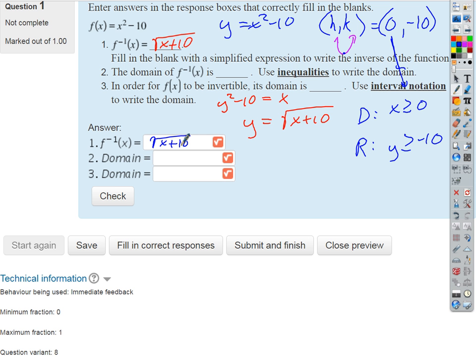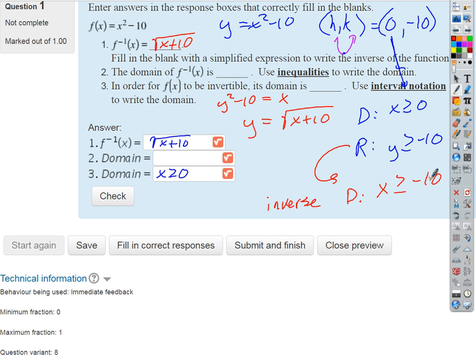The domain of the function, part 3, was x is greater than or equal to 0. What's going to be the domain of the inverse? How can I get that from this information? Which one of those is going to become the domain of the inverse? The y, yeah, because we're going to flip x and y, right? So for the inverse, the domain is going to become, instead of a y, an x greater than or equal to negative 10.